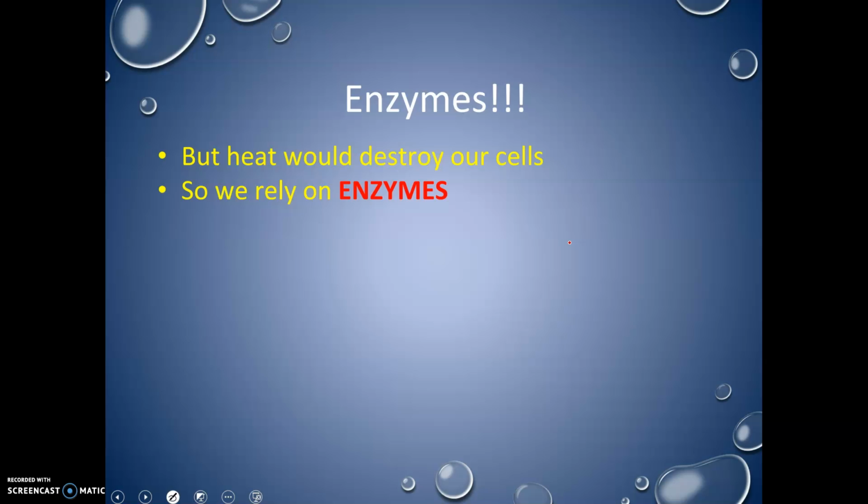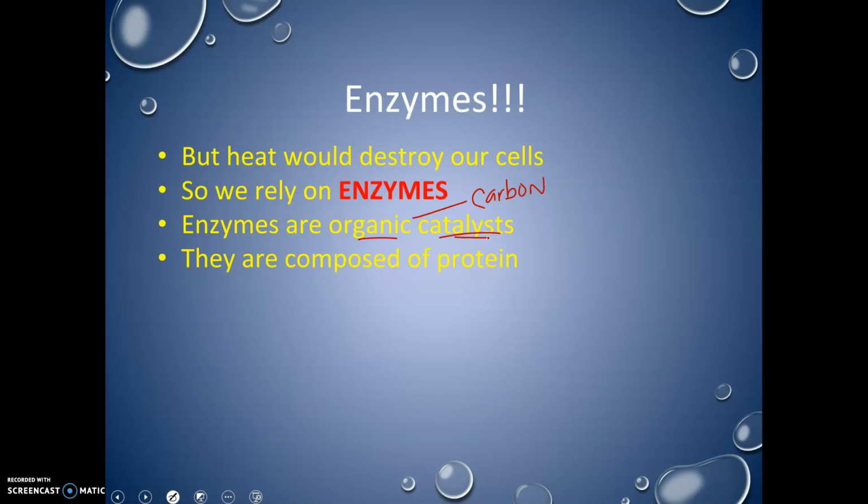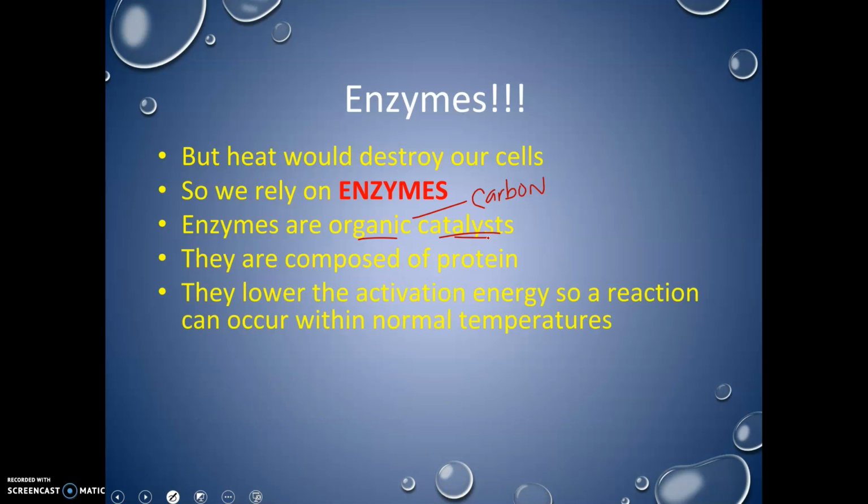And so what we use are special proteins called enzymes. They are catalysts, but they're organic catalysts. Remember, what organic means is they contain carbon. And so they speed up reactions. So they are made out of proteins. So they're an example of a protein, which we talked about yesterday.